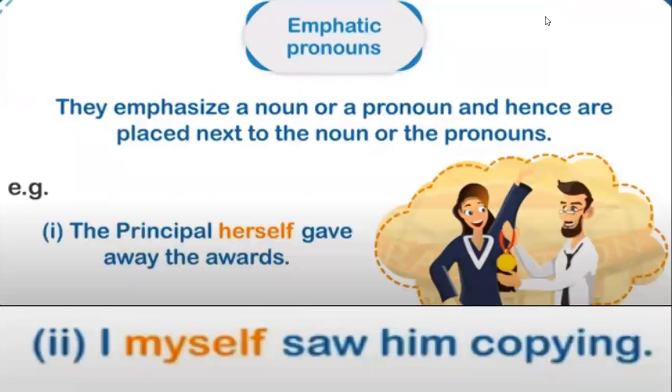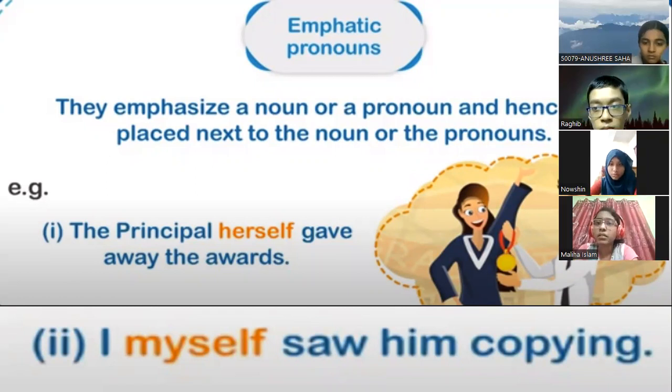Emphatic means emphasizing. It talks about putting more specification on something or pointing it out. For example, I did it myself also. This has some similarity with the reflexive pronoun. Reflexive also has the word self. What does reflection mean? When we say reflection, that means it's pointing or mirroring your image, right? Reflection means image. So there is a difference between emphatic and reflexive.